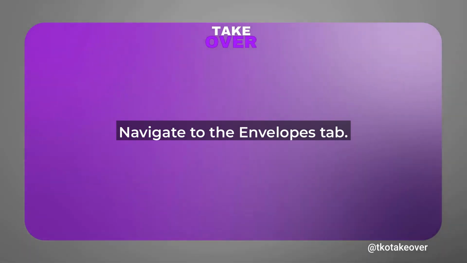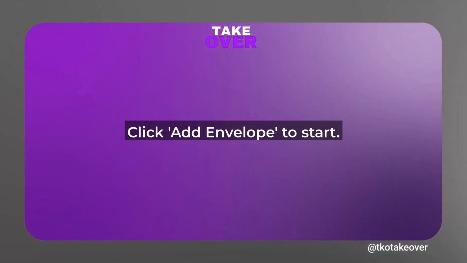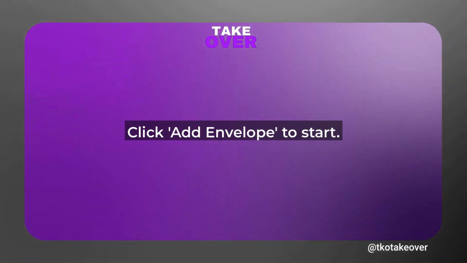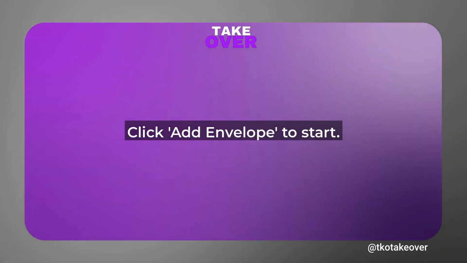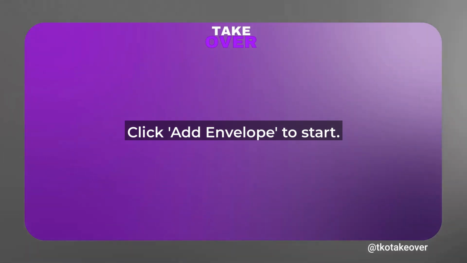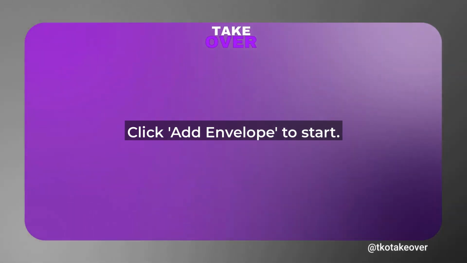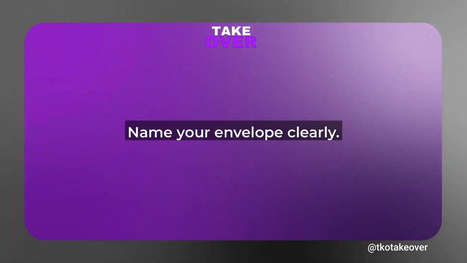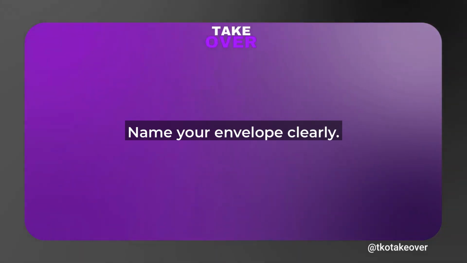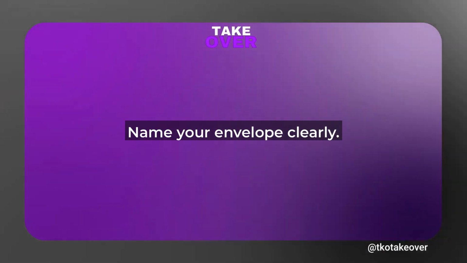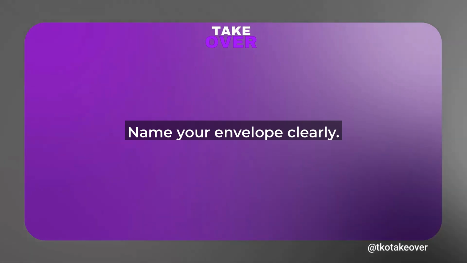Hit the Add Envelope button, which might say Create New or something similar. Next, give your envelope a clear, descriptive name. For example, if you're budgeting for food, call it groceries or dining out. This makes it easy to track later. Then, decide on the amount you want to allocate to this envelope. Think about your monthly spending habits. Be realistic to set yourself up for success.